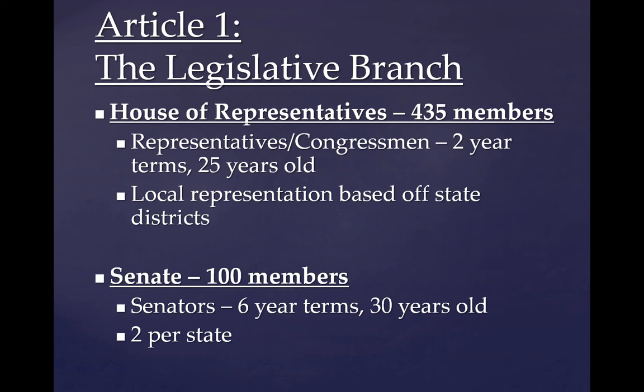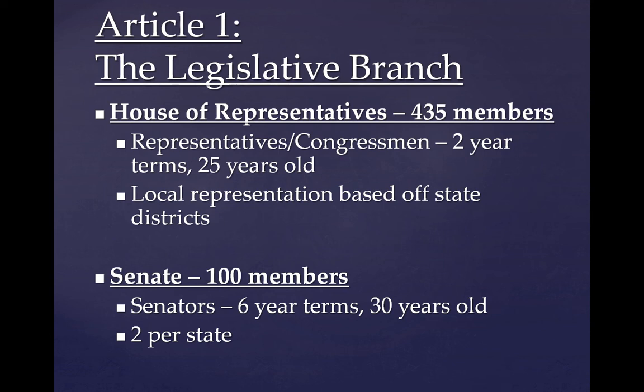And in order to become a representative, they serve 2-year terms, and you need to be at least 25 years old and have been a citizen of the United States for at least 7 years. That's a big difference from what we're going to talk about with the president later, where you can be someone that's not born in the United States and be a representative or a senator, versus the presidency, where you can't do that. You need to be a natural born citizen.